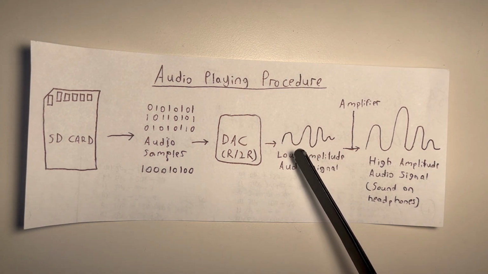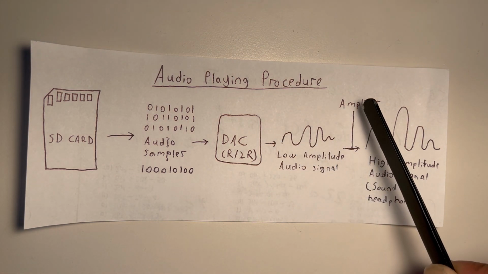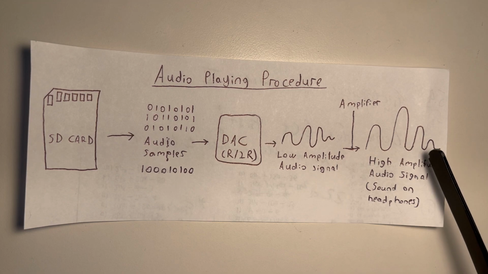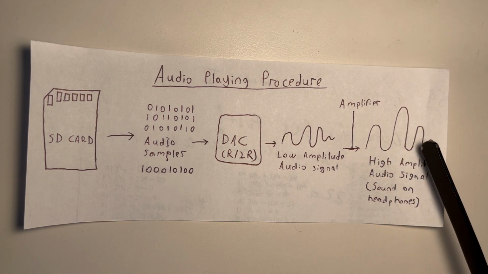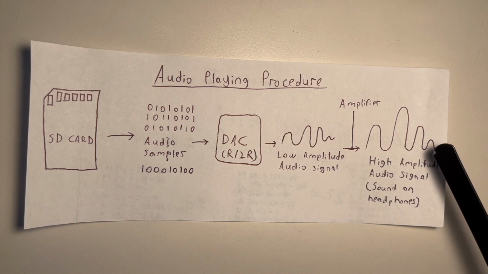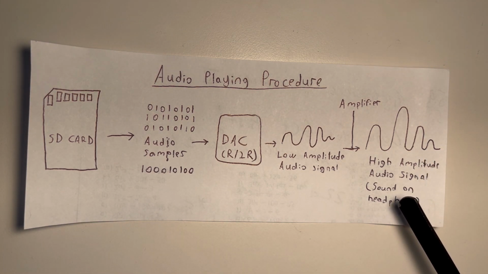To boost the amplitude of the signal into something audible, the raw signal is fed through an amplifier, and then it's converted into a similarly shaped, larger amplitude signal. This signal is then directly sent to headphones out of the audio jack and is perceived as sound.